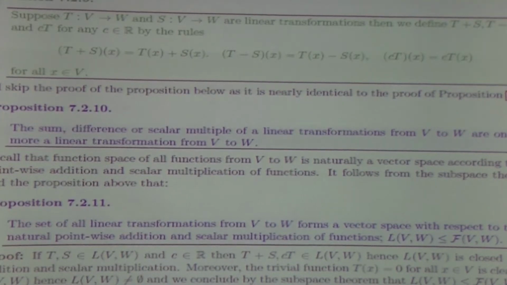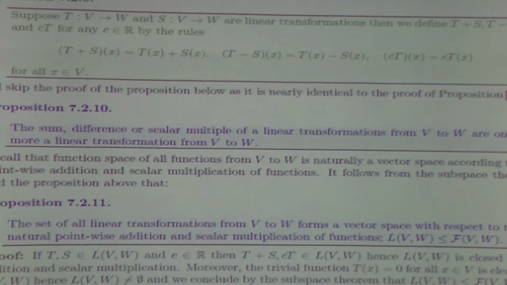Now, this isn't really much different than what we did back in chapter 5. The sum, difference, and scalar multiple of linear transformations from vector space V to vector space W is yet again a linear transformation from V to W. And the proof is basically the same as it was in pre-calculus. Why is f plus g a function if f and g are functions? Because if f of x is single valued and g of x is single valued, then f of x plus g of x is still single valued. And also it filters through the linearity condition.